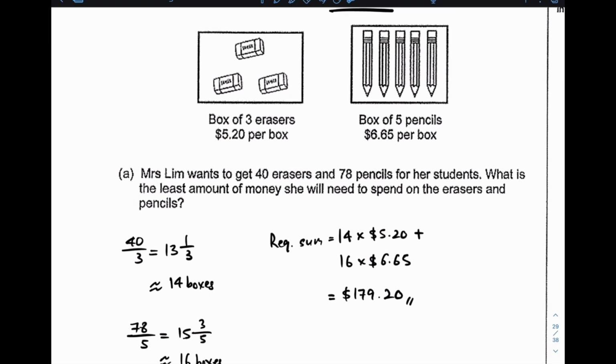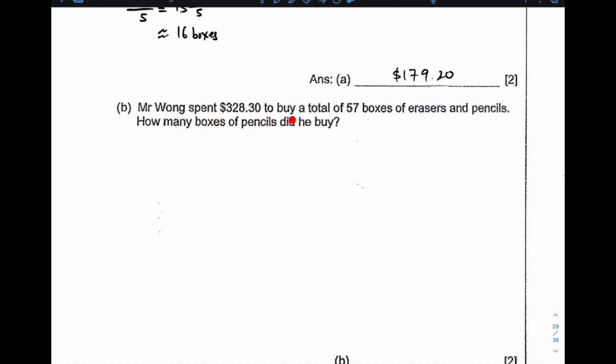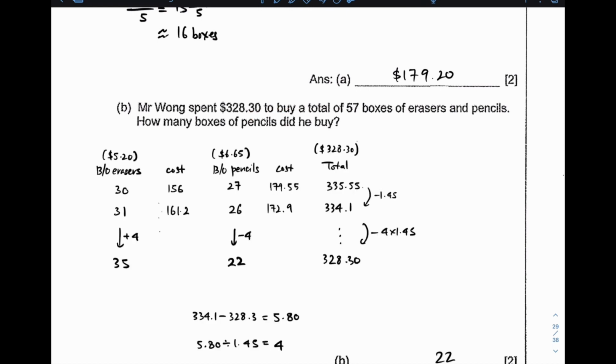So we got 14 boxes that cost $5.20 each. We got 16 boxes that cost $6.65 each. The total cost will be this. Mr. Wong spends this amount to buy a total of this number of boxes of erasers and pencils. Hang on, I don't know exactly how many erasers and pencils, but I know the total is 57 and the price is $328.30. This looks like a guess and check question.